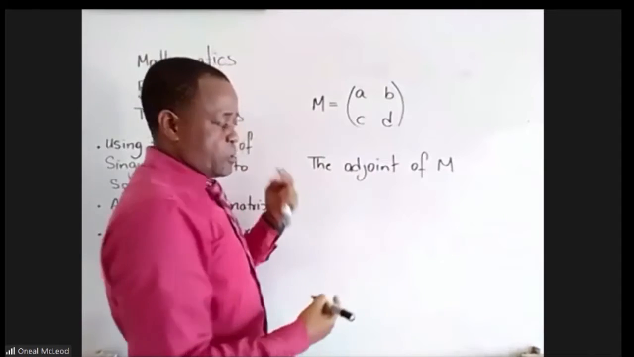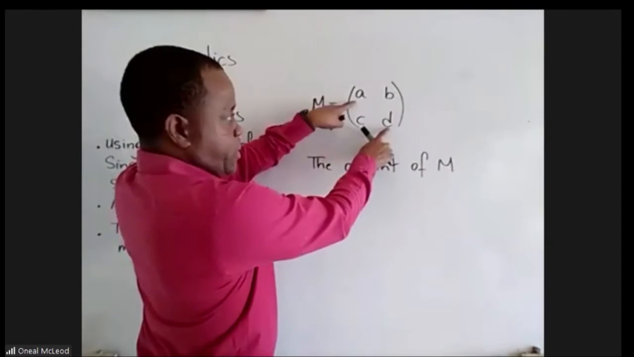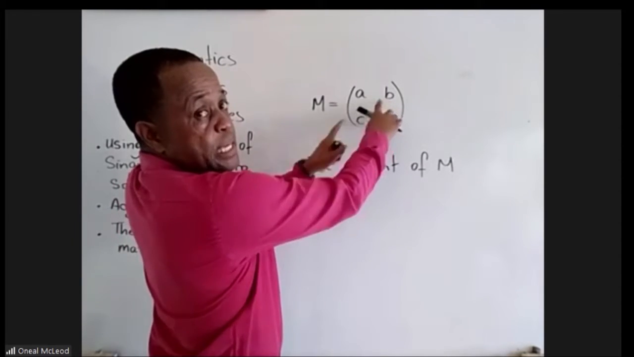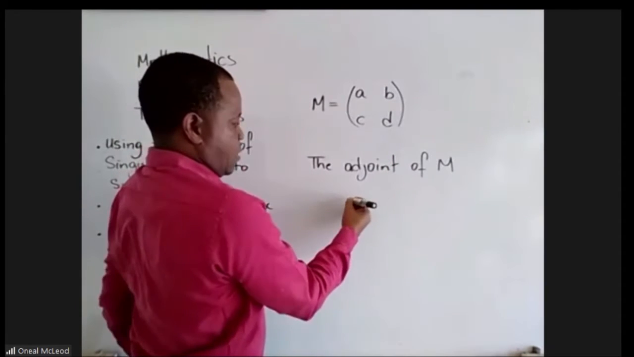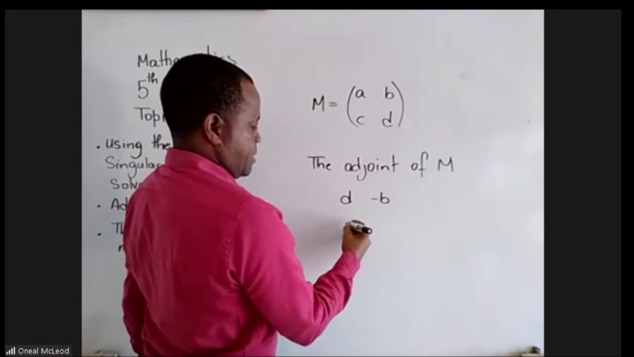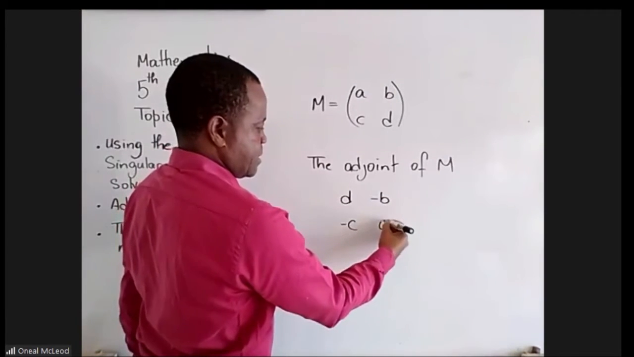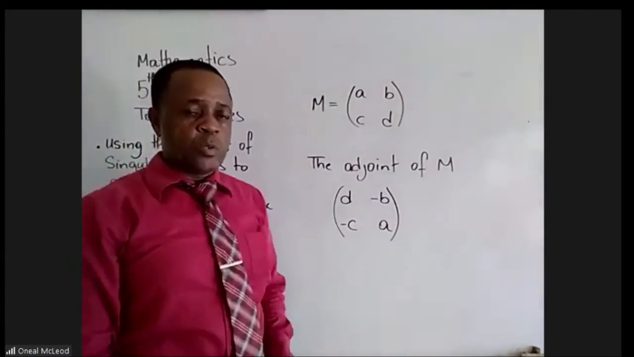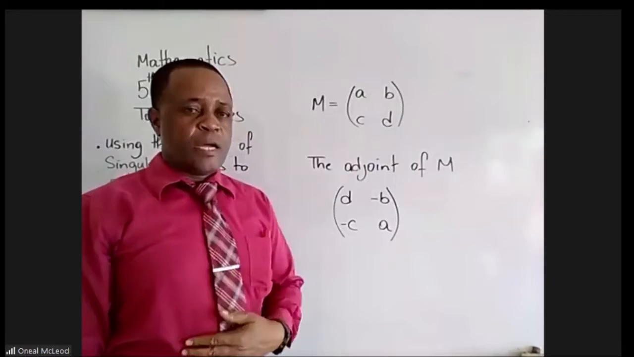What is it that we're going to do to find the adjoint? We're going to interchange the leading and then multiply the non-leading by -1. So that would have been D, -B, -C, and A. That's all we need to do to find the adjoint.